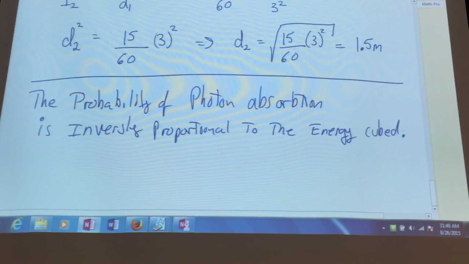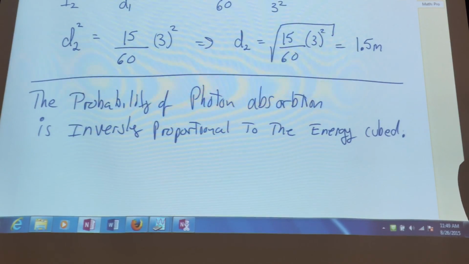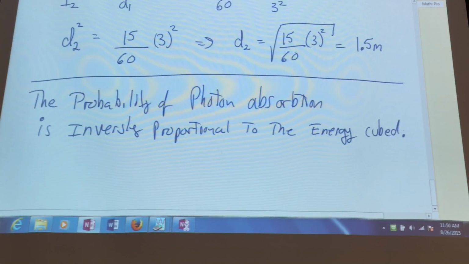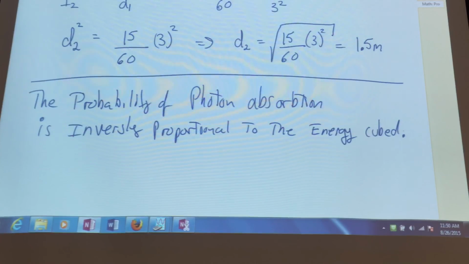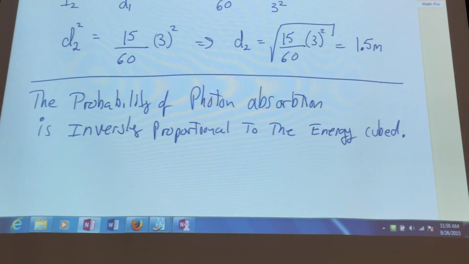Another sentence for you. Another proportionality. This one's slightly different. Back to photon absorption. Earlier we said photons are more likely to be absorbed in dense material. So the photon absorption also depends on photon energy. The more energetic the photon is, the less likely it's going to be absorbed. So low energy photons, easy to absorb. High energy photons, not so easy to absorb. This proportionality is expressed as inversely proportional to the energy cubed. See if you can put together an expression that would express this proportionality as a formula.